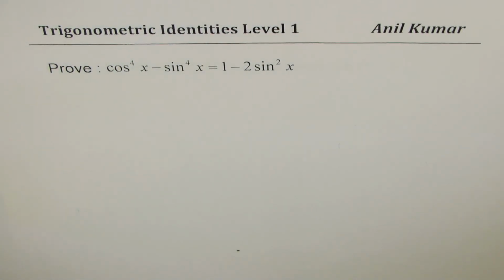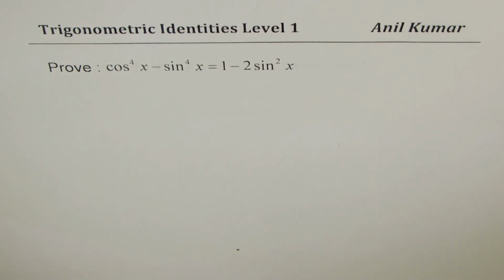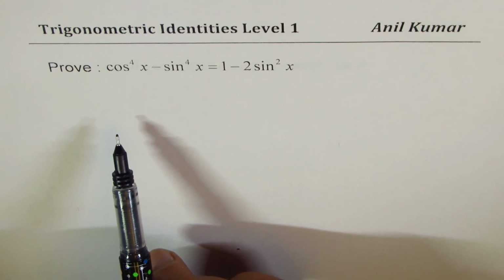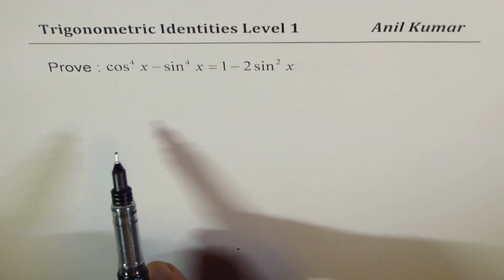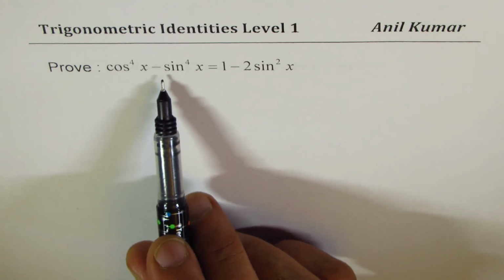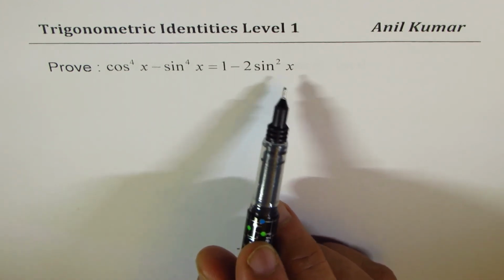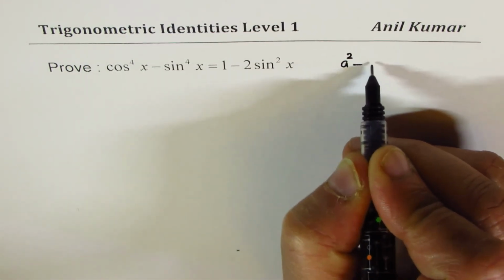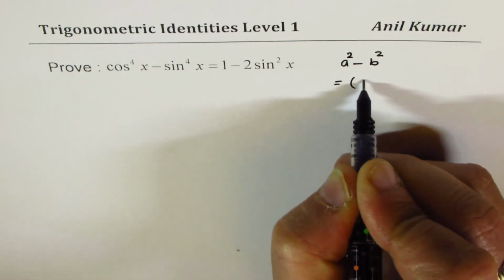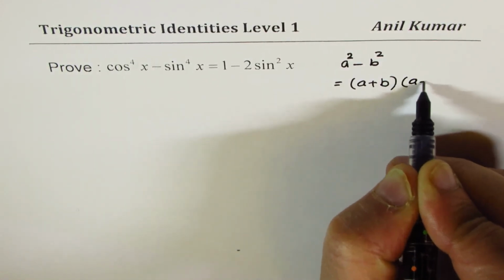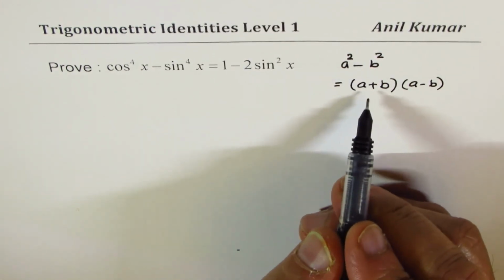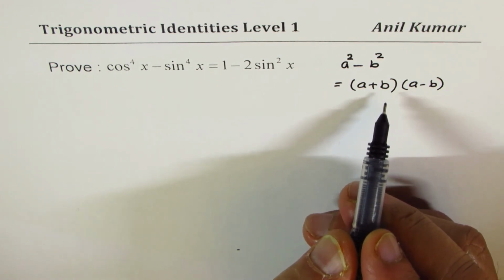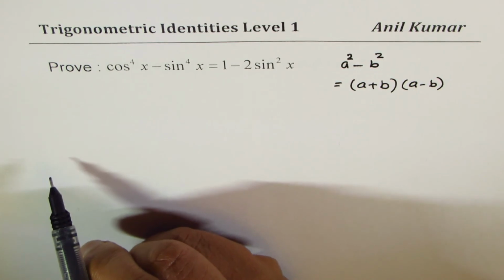I hope you are enjoying the journey of learning how to prove trigonometric identities. Now we are getting into a slightly difficult portion of trigonometric identities, still at level 1. We need to prove cos to the power of 4x minus sine to the power of 4x equals 1 minus 2 sine square x. Now in this case, we can use the formula a square minus b square is equal to a plus b times a minus b, right? So the difference of squares is the product of sum and difference. Now this particular formula is used many times whenever you see exponents in trigonometric identities.